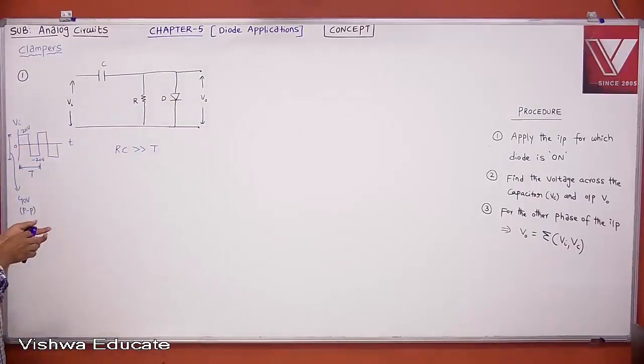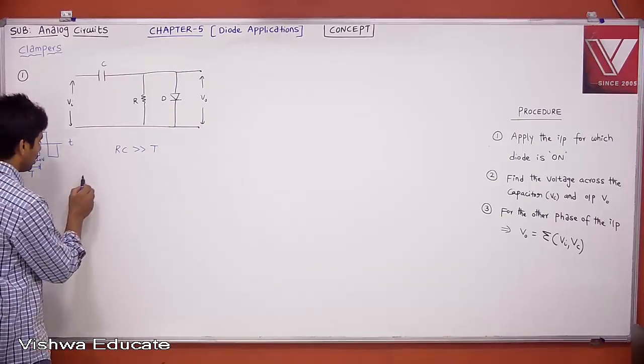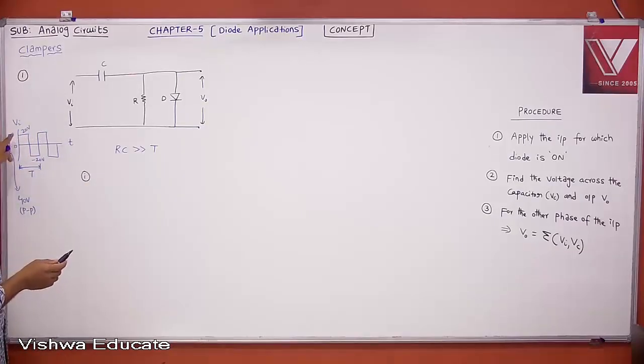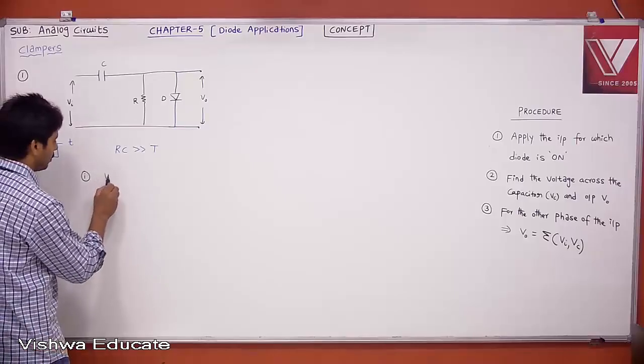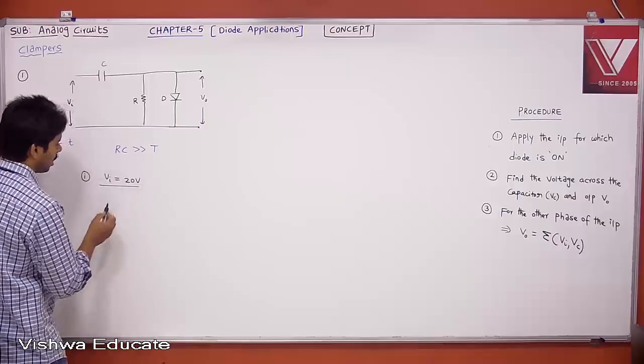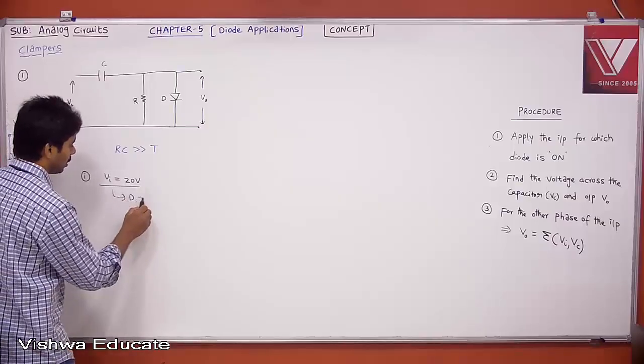Now, first point. Apply the input for which the diode is on. Tell me, for what input will your diode be on? For plus 20, right? Therefore, when Vi is equal to 20 volt, the diode is on.